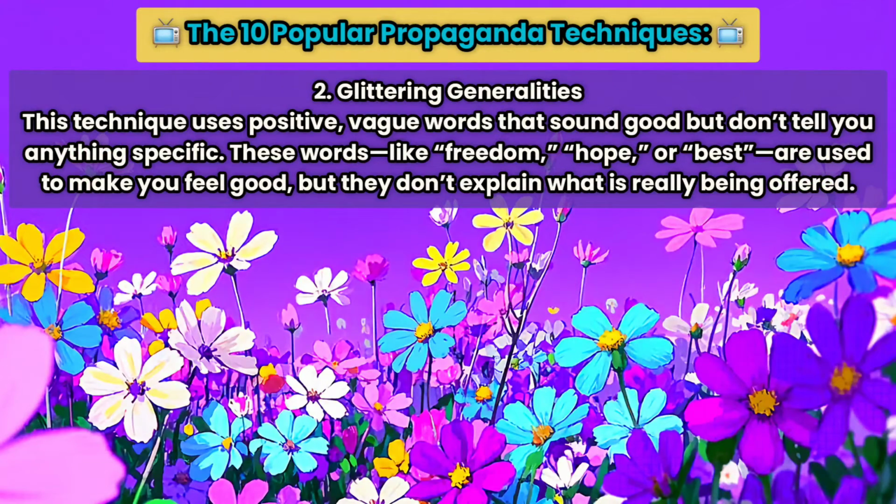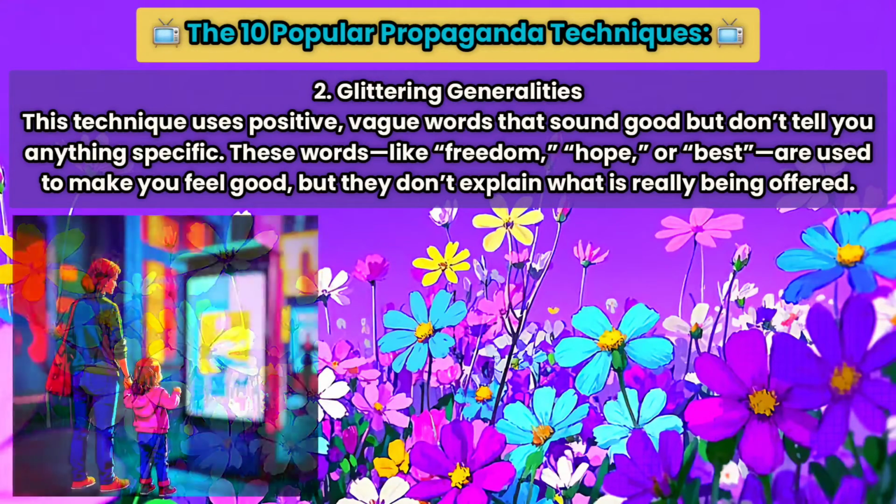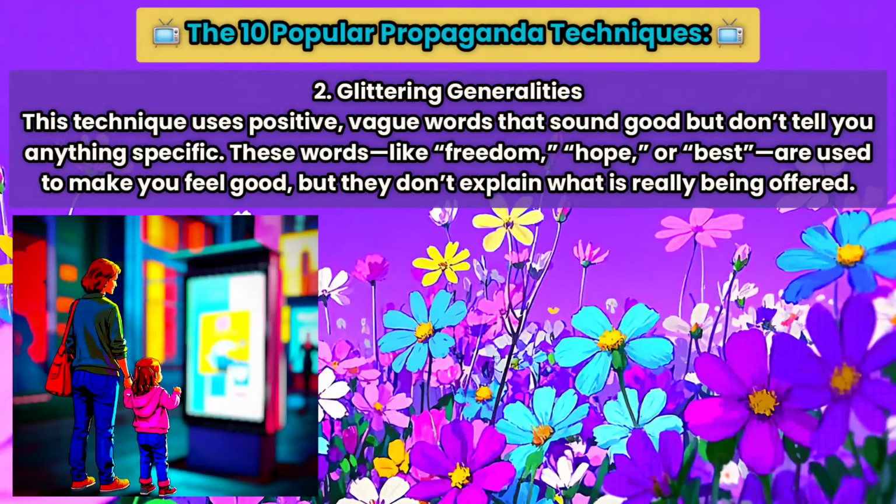Number 2. Glittering generalities. This technique uses positive, vague words that sound good but don't tell you anything specific. These words like freedom, hope, or best are used to make you feel good, but they don't explain what is really being offered.